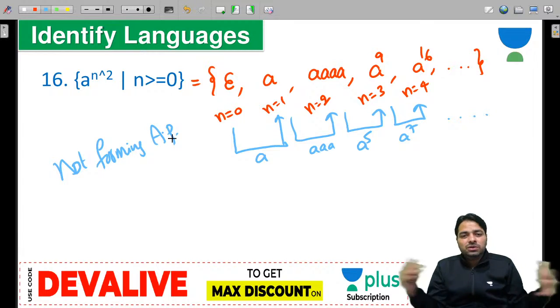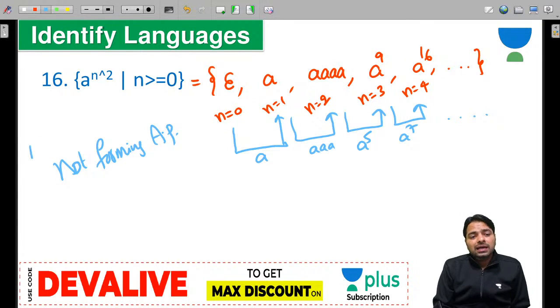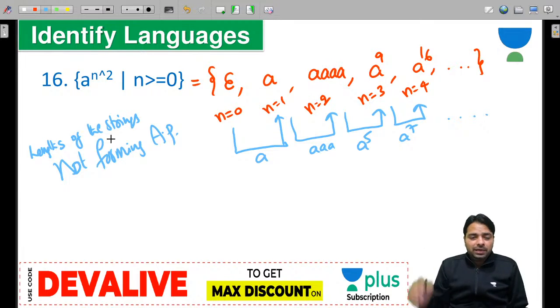Between the length of the strings, you can say that the lengths of the strings are not forming AP. So I can say it is not regular.